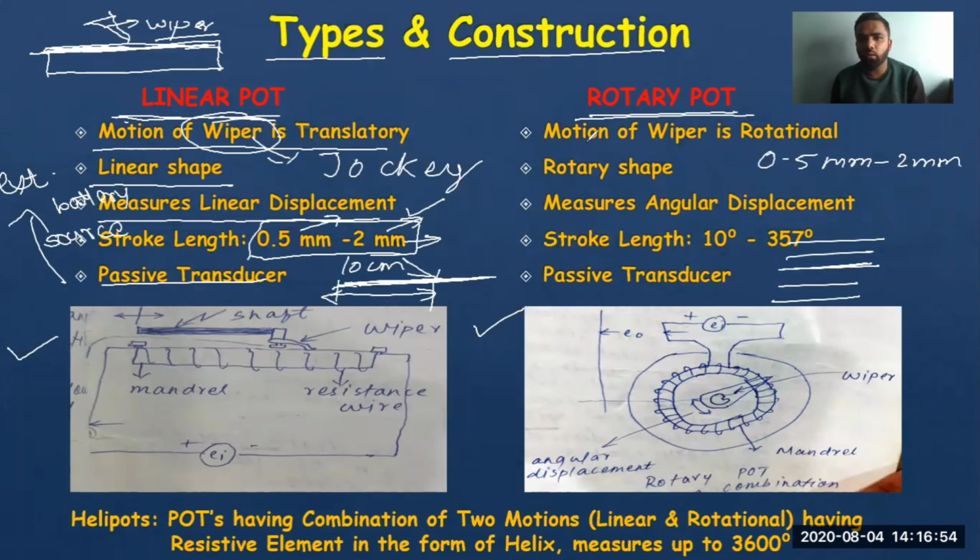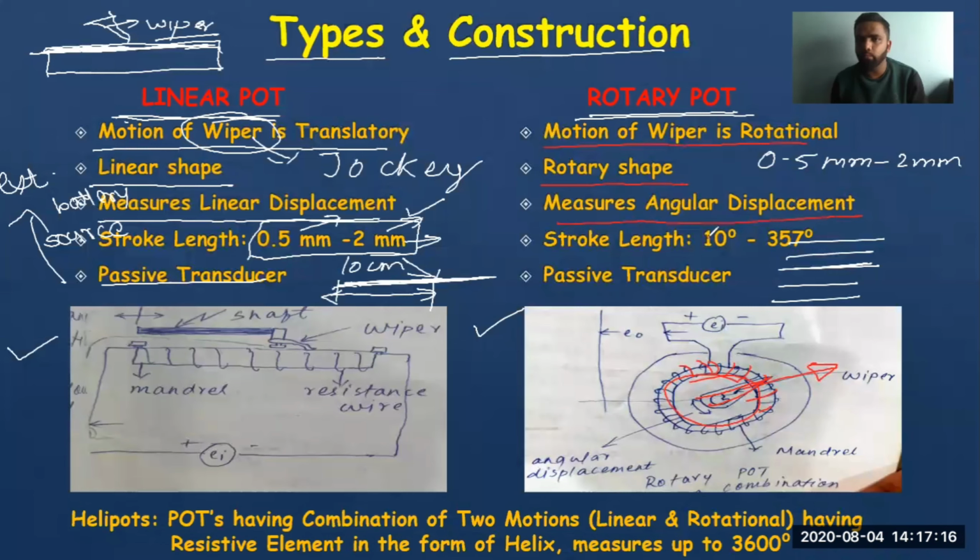When we go to the rotary pot, what will happen? You can see the rotary pot here. This is my rotary potentiometer. You can see some wires. I hope you are able to see the wires. Now you can see this is my wiper, this part. I have already drawn it. Now you can see the motion of the wiper is rotational. It is rotary in shape.